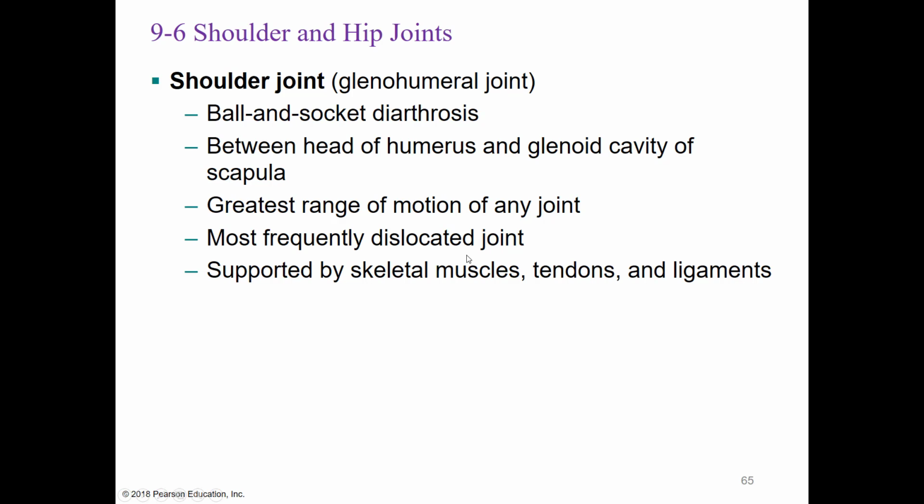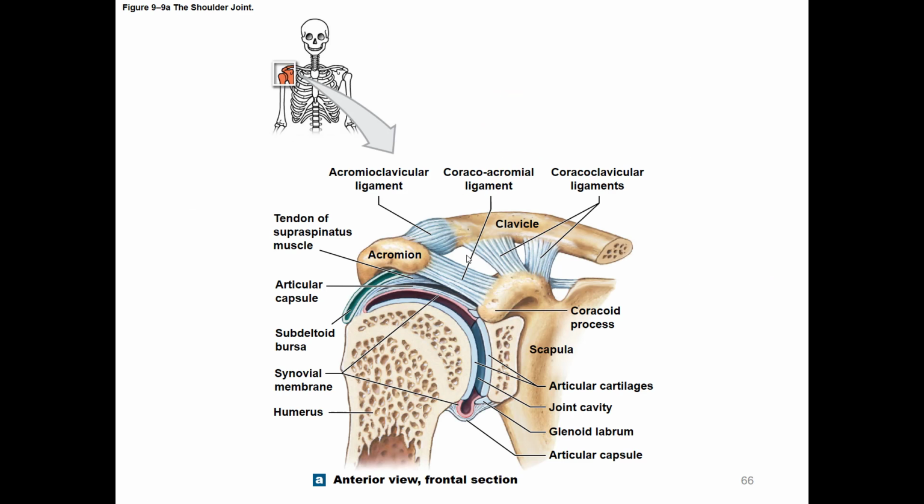The shoulder joint, also known as the glenohumeral joint, is a ball and socket diarthrosis between the head of the humerus and the glenoid cavity of the scapula, which would be the socket. It has the greatest range of motion of any joint, and it's the most frequently dislocated joint. Remember, the more movement we have, the weaker the joint is because it can't be bound down by lots of connective tissues and fibers. So it's free to move, it's also free to hurt. It's supported by skeletal muscle, tendons, and ligaments.